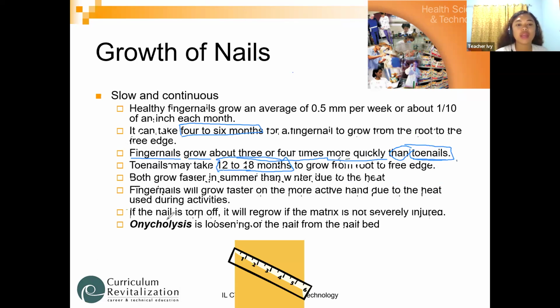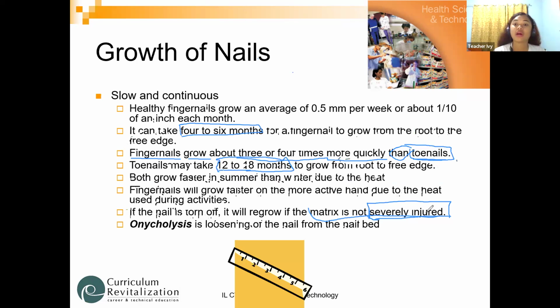Next, if the nail is torn off, it will regrow if the matrix is not severely injured. Okay, take note of that word. It means that if the matrix is severely injured, then there is a tendency that your nail will not grow again. Say, for example, this nail comes off and the matrix is fully damaged, then forever this finger will be without a nail, because it will only regrow if the matrix is not severely injured.